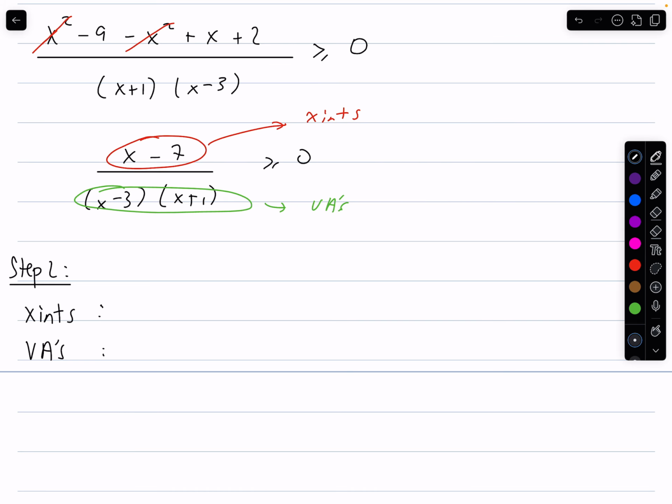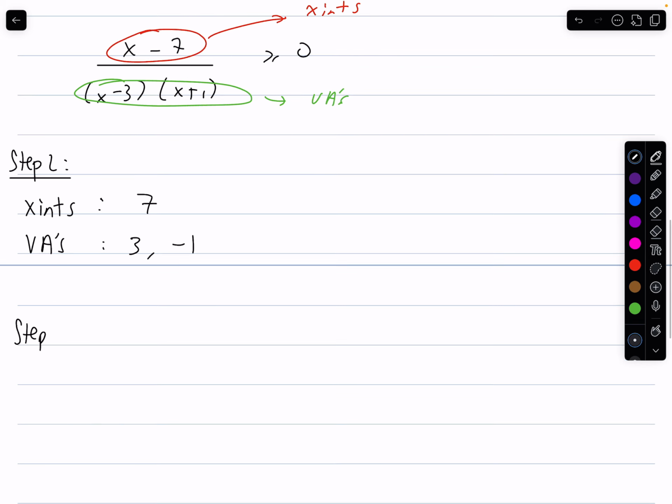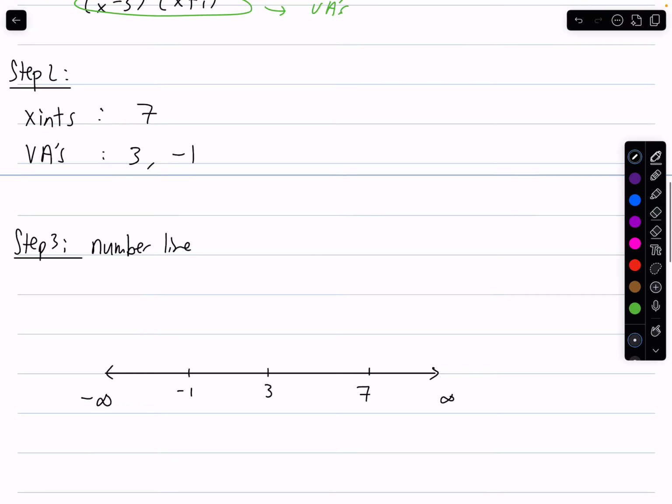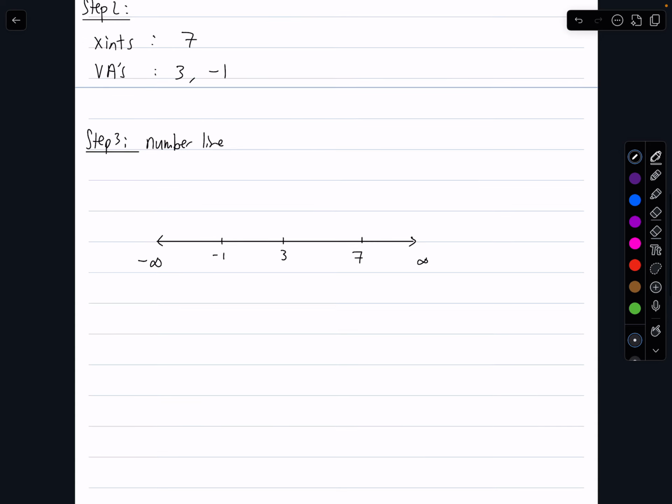So let's actually write those in. The x-intercept we know is going to be 7, and the vertical asymptotes are going to be 3 and negative 1. And this is really important because we're going to plot these on a number line. So let's plot it up on a number line from negative infinity to positive infinity. We're going to have -1, 3, and 7. And this is where we're going to do the zone analysis. So let's go to step 4.